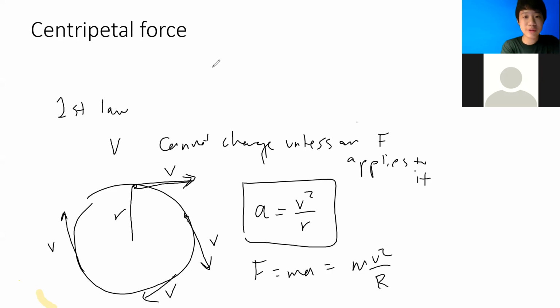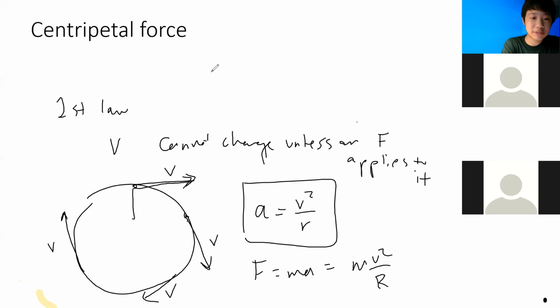So what direction is this force being applied in? This force is always applied perpendicular to the velocity vector. Since the velocity vector is a tangent, that means the force is always directed along a radius of the circle.